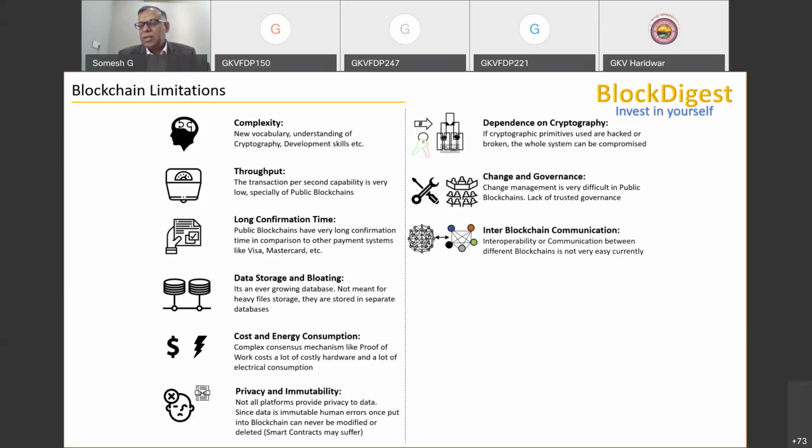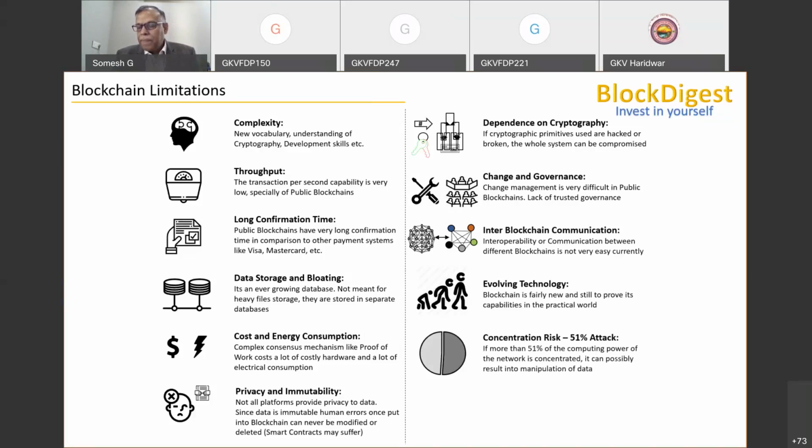Inter-blockchain communication is still an emerging area, and hence you have different blockchain stacks that exist in isolation. It's still an evolving technology. A lot is happening, and hence by the time you master it, there are new concepts that come in. And public blockchains, of course, have this 51% attack or concentration risk possible. And we've seen that with Ethereum Classic, for example, which went through a 51% attack a month back.